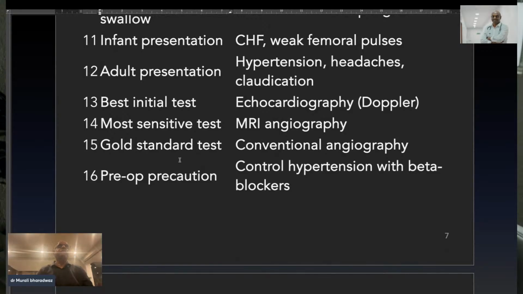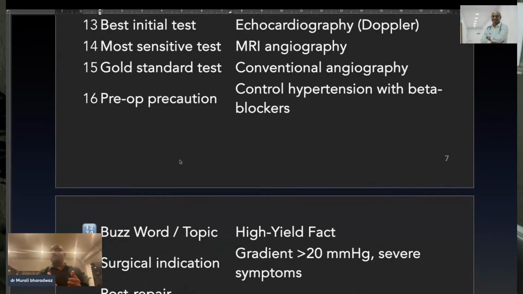The other day I saw, in the vascular center where I practice, a patient who came for claudication. Everyone thought maybe it is peripheral vascular disease, but he had hypertension, headache, young person, and on evaluation was found to have narrowing. So the best initial test is echocardiography. Most sensitive is MRI angiography. Gold standard is conventional angiography.